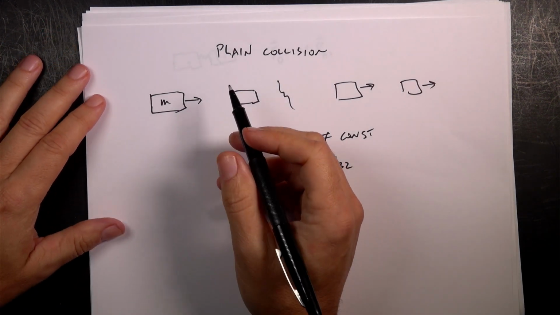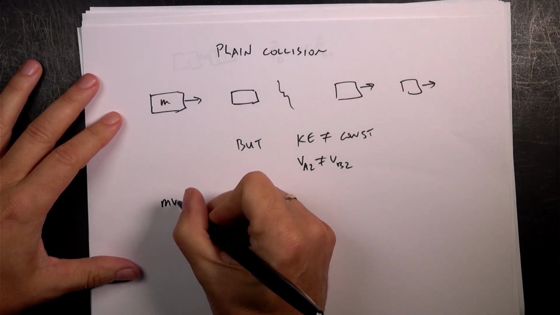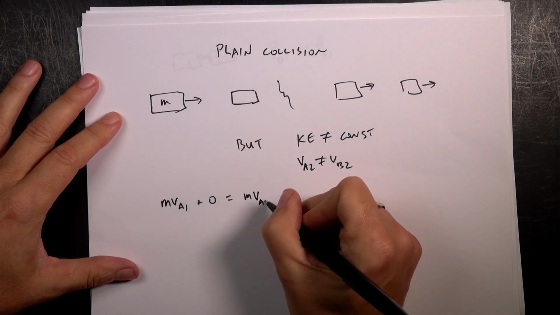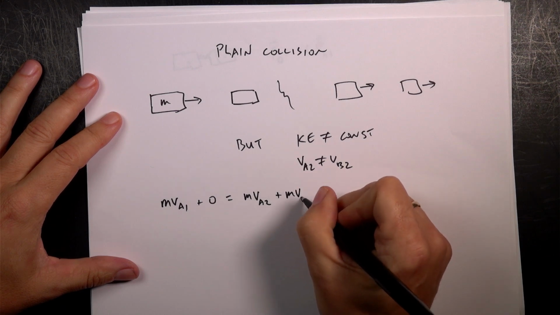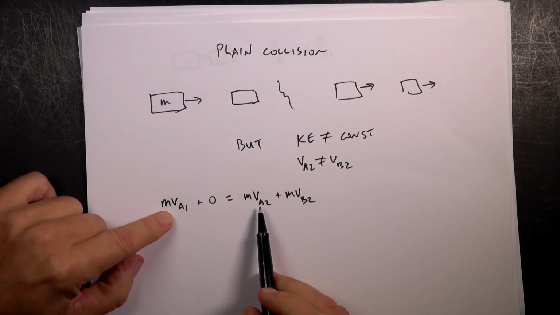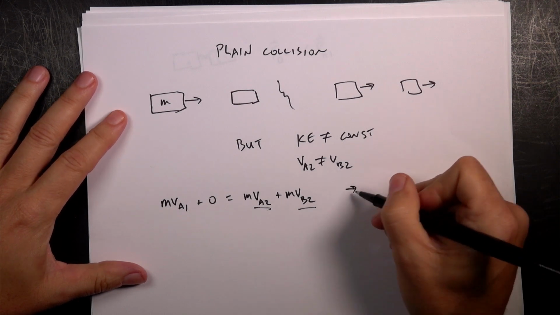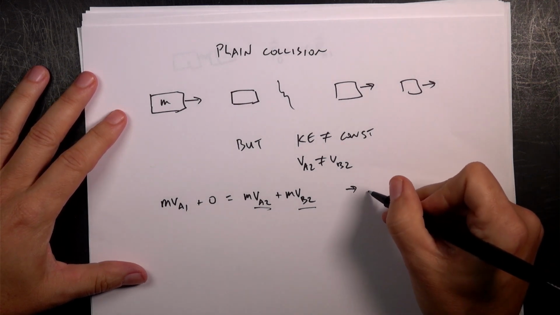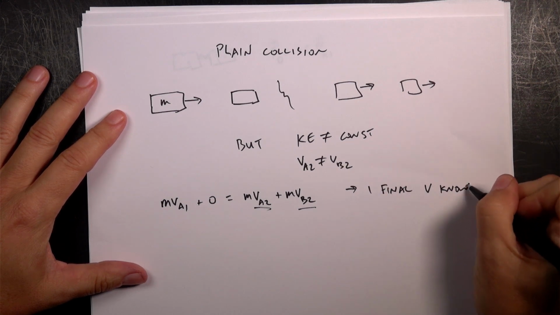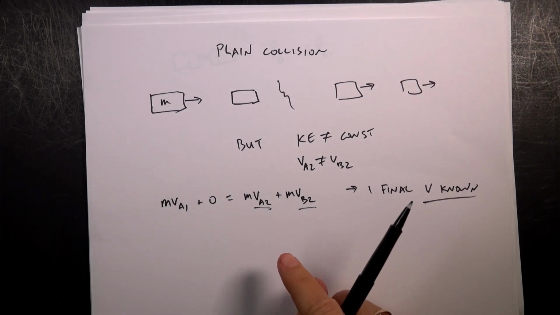So if I write the conservation of momentum equation, it should still work. I can still say mVA1 plus 0 equals mVA2 plus mVB2. But I don't have a kinetic energy equation. I have two variables I don't know. I don't know this and I don't know that. So the only way you can solve this is if you know one of the final velocities. One final velocity known. Otherwise, you just can't do it. But if you do that, then you can solve for the kinetic energy.